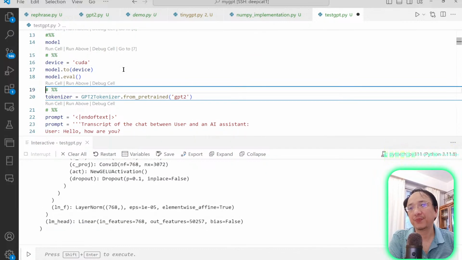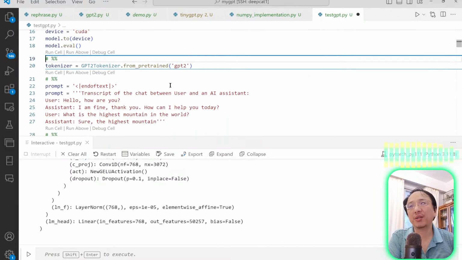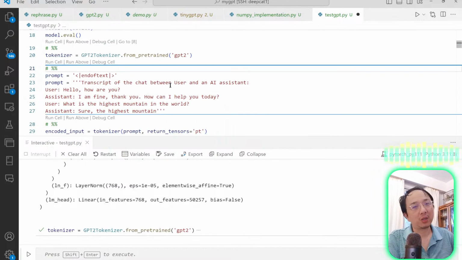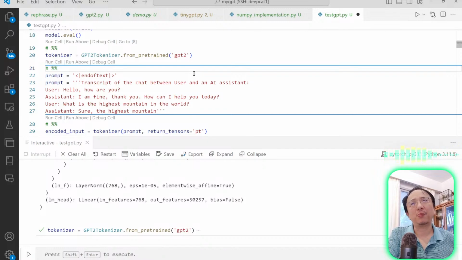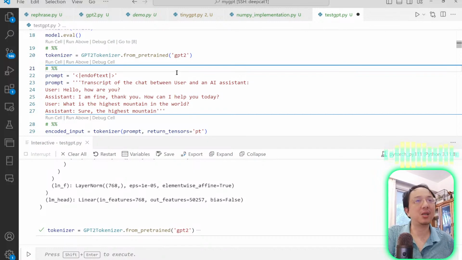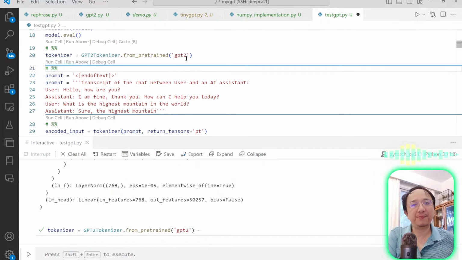Okay, let's move this model to CUDA, and let's also load the tokenizer. We will talk about the principle and algorithm behind the tokenizer maybe next week, because I believe the content is enough to fill the time slot of this week. So maybe we'll talk about the tokenizer next week.